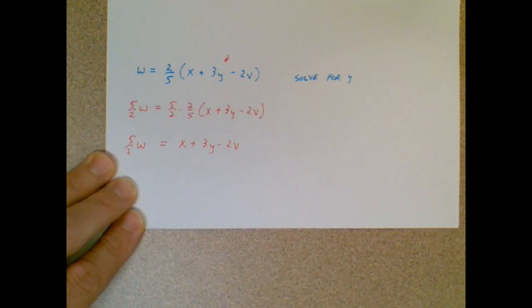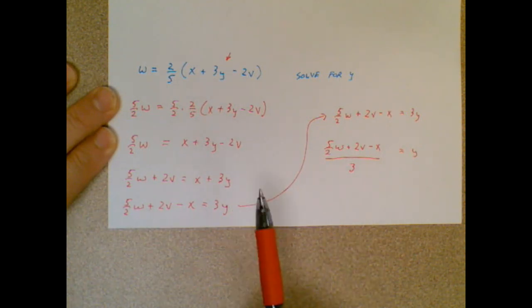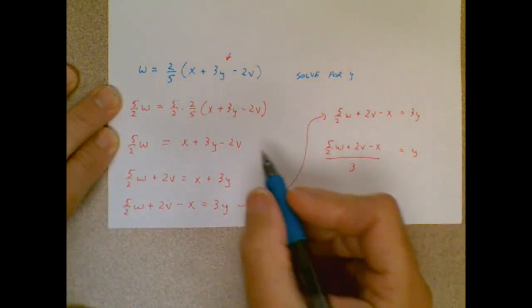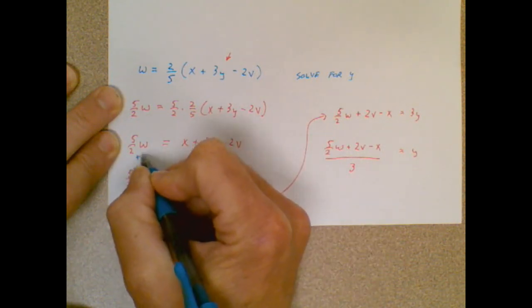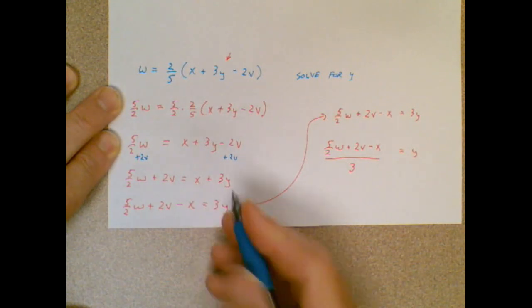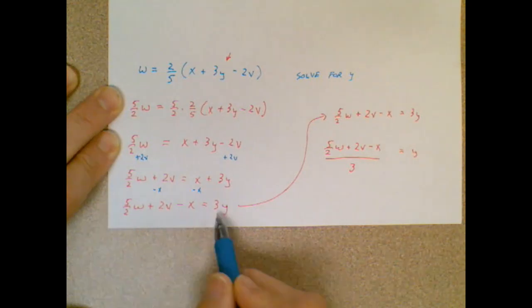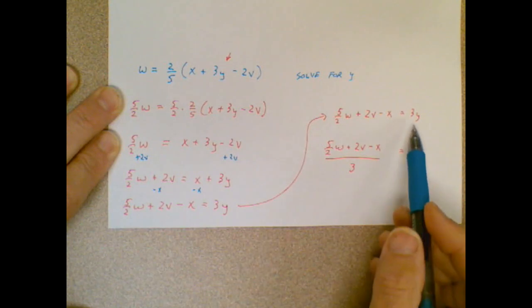Now I'm going to pause this for a second and complete the rest of my work of solving for y. Through the miracle of pausing, this has now been completed, but what I've done is I haven't shown all my work like the previous example. I moved the 2v over to the other side by adding 2v to each side. Then I moved the x over to the other side by subtracting x from each side.